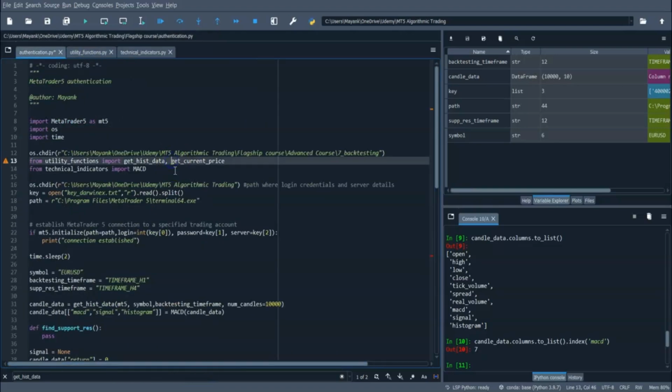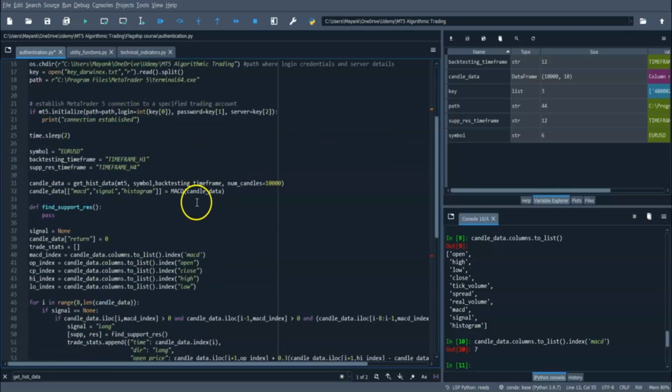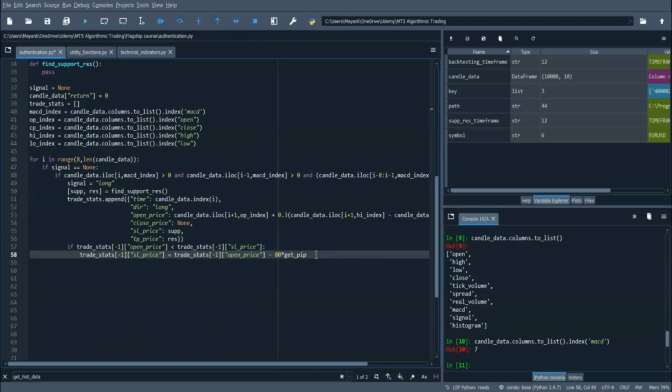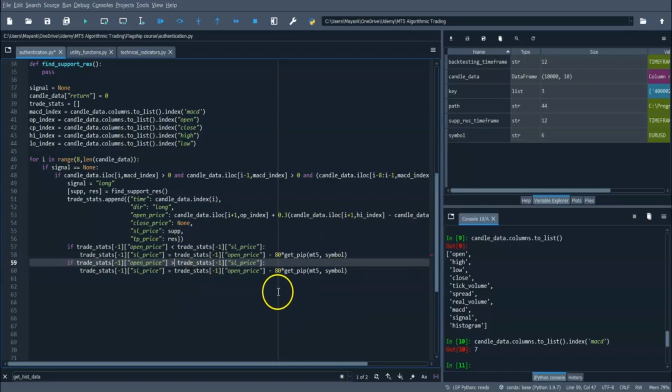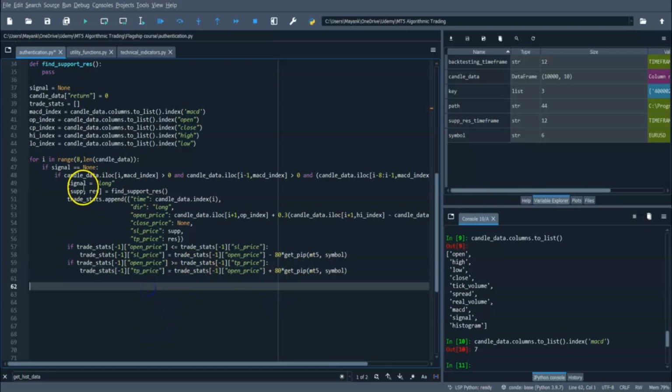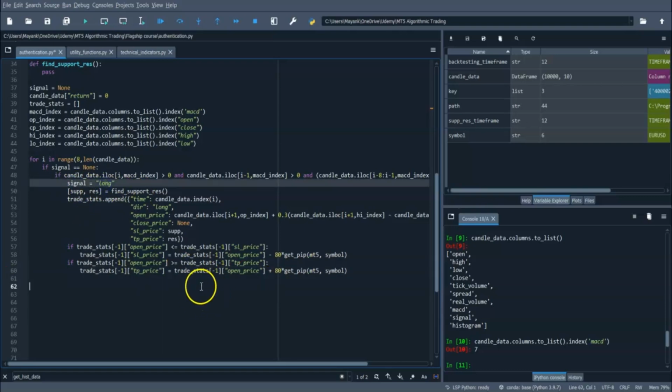So let me import get pip here as well. And we'll have to pass for get pip MT5 and symbol. So let's do that. Likewise, if the open price is greater than the take profit level, then we would have to add 80 pips to the open price. Alright, so TP price, let me make this less than equal to, greater than equal to. This would be TP price plus 80 pips. Alright, so this is all that we have to do if we identify the signal as long.